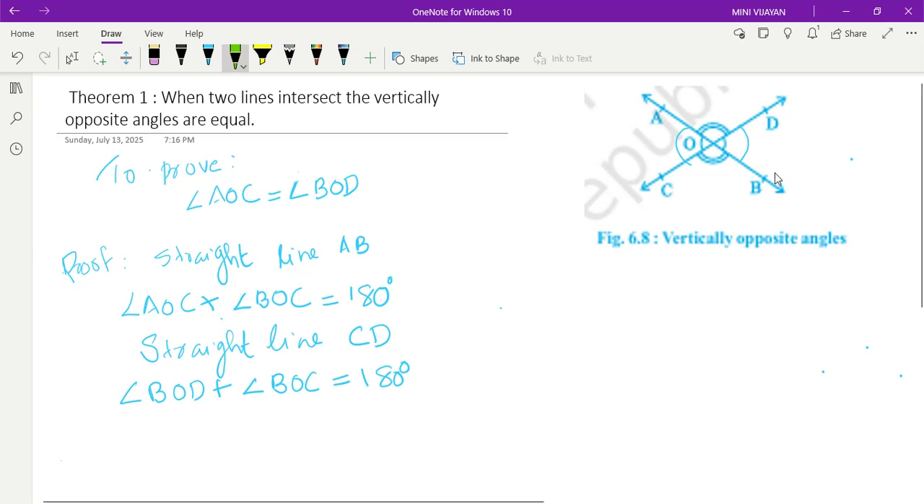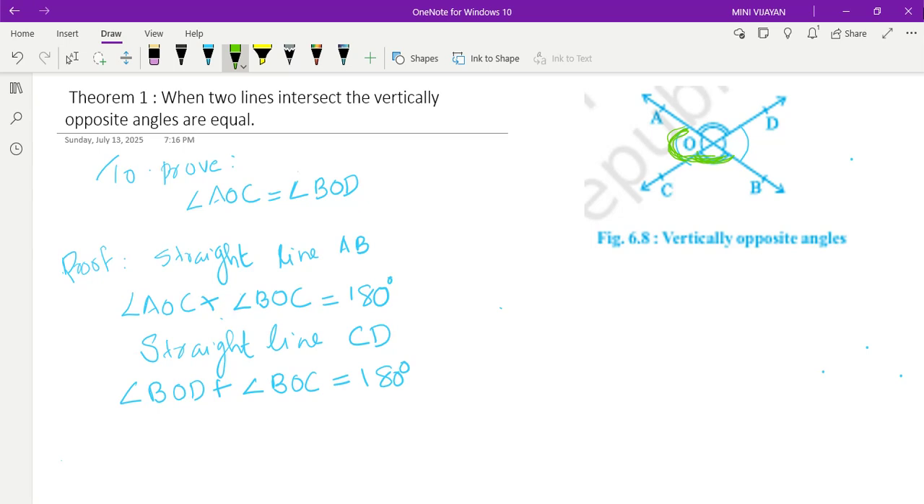Okay. I will explain it using the figure here. See, angle AOC is marked here. Angle AOC is this angle, and when I add angle BOC, I get the straight line. So when you combine these two angles, it will be equal to 180. The straight line AB we are getting. Okay, this is the concept I explained.